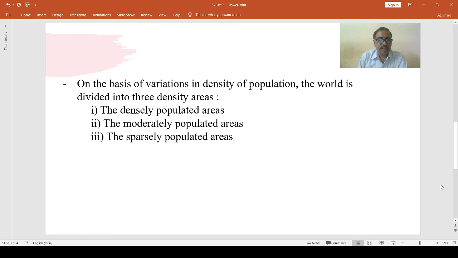In these regions, winters are dreaded and gloomy. Hence, agriculture and other activities are not possible. In the tundra regions of Arctic, only hunting and fishing people live and they are few in number.